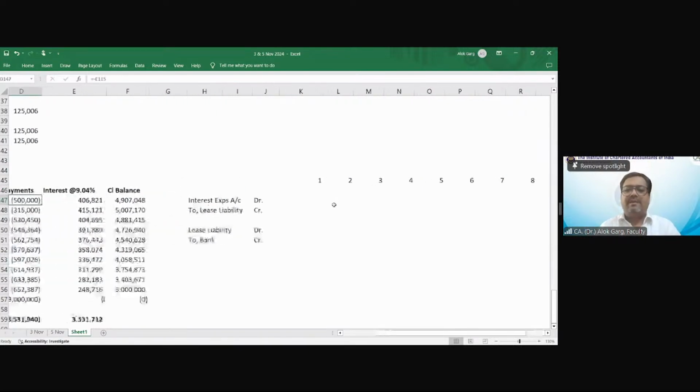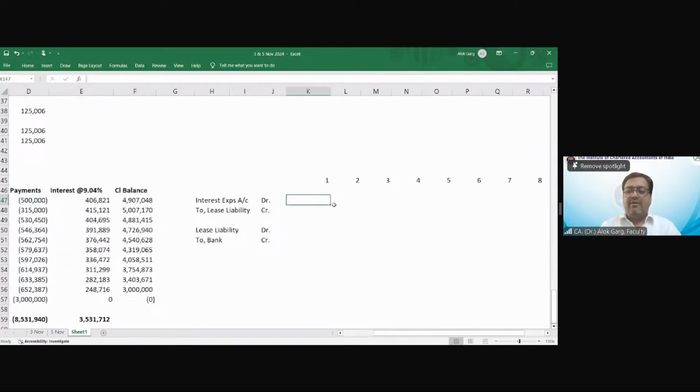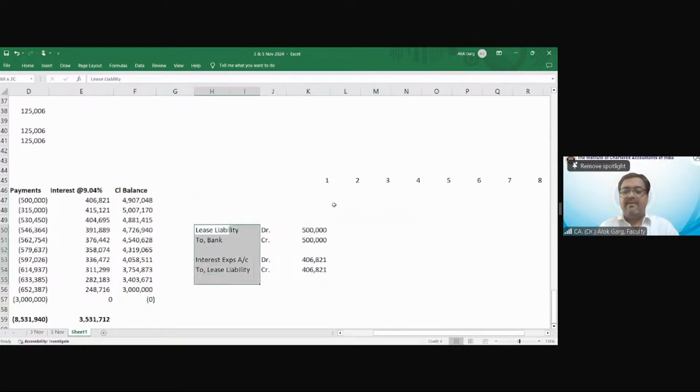आपको sequence maintain करना है. आपकी entry क्या क्या होंगी first year पे? This is my 406821. What is my payment entry? My lease liability entry is 5 lakh. So let's take this entry here. Okay. Right, Pooja?